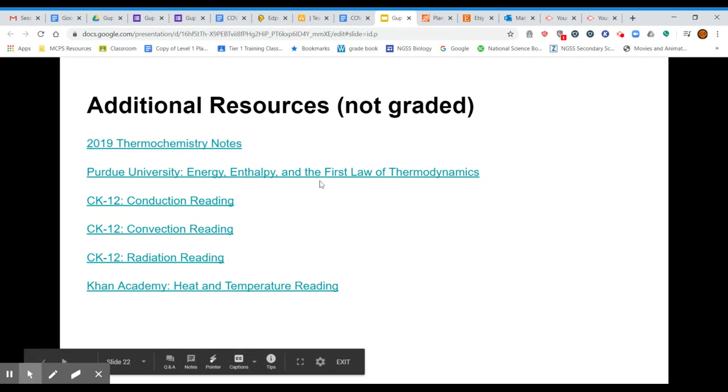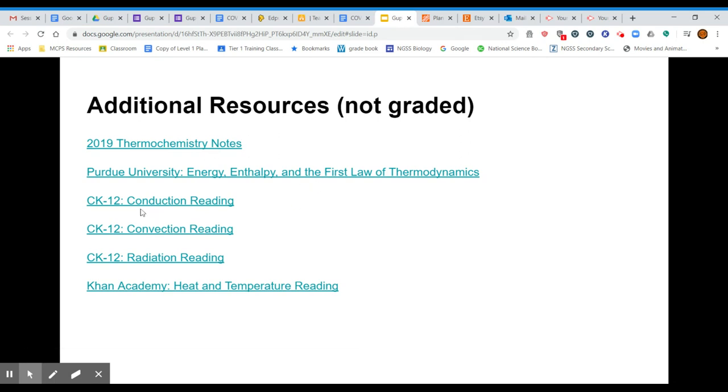And the last slide that I have is the additional resources, which are the thermochemistry notes, the CK-12 reading, conduction, convection, radiation, and the Khan Academy on heat and temperature, which is always a very good resource for you to enhance your learning, like Mr. Anderson. Please feel free to contact me, email me, let me know if you have any questions or concerns.